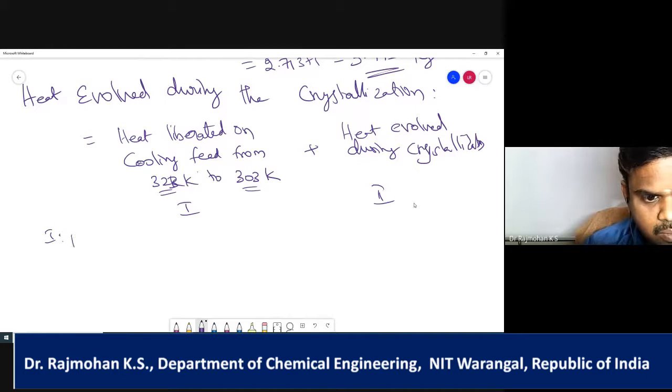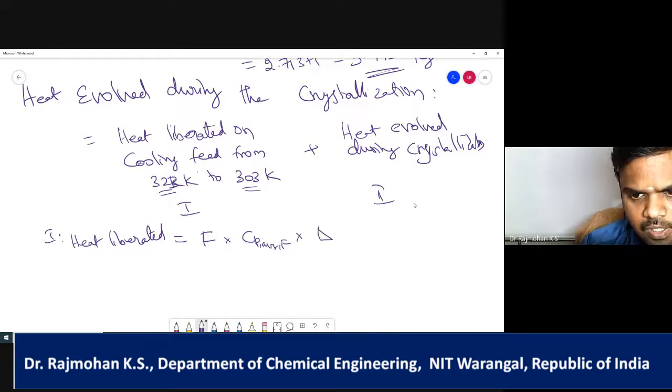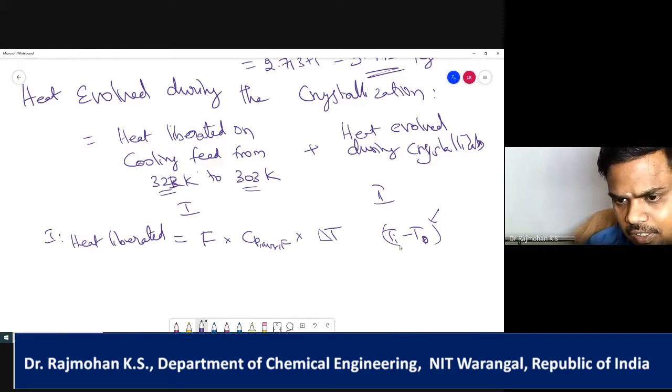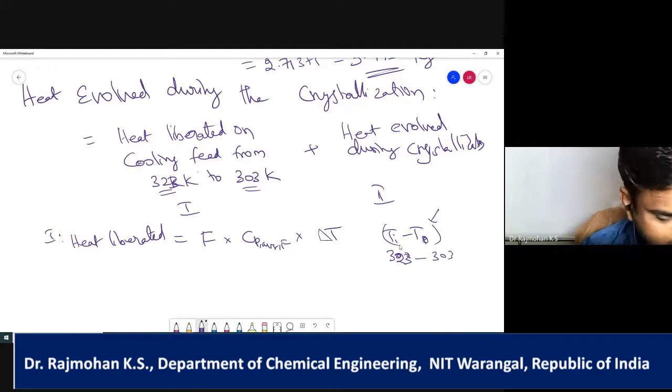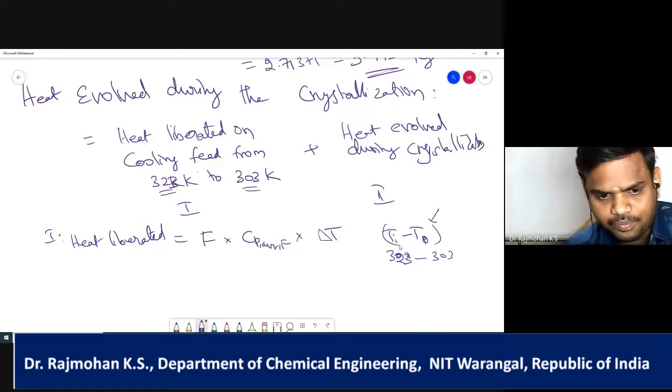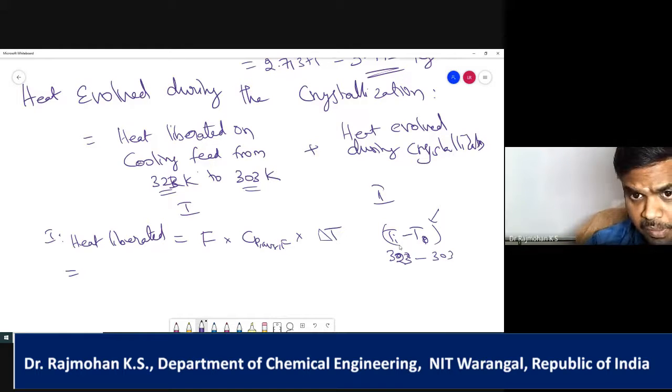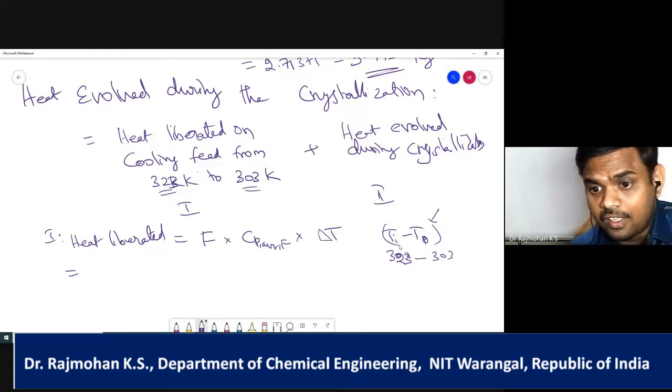So this first part, that is heat liberated, is equal to MCP delta T, that is F into CP average of F into delta T. What is this delta T? That is Ti minus To, the output temperature. In the given data itself I have written that. Feed is entering at 323 Kelvin and leaving at 303 Kelvin. Is that right? Please verify. Substitute the appropriate values, because I may be missing out as I am moving here and there and writing.